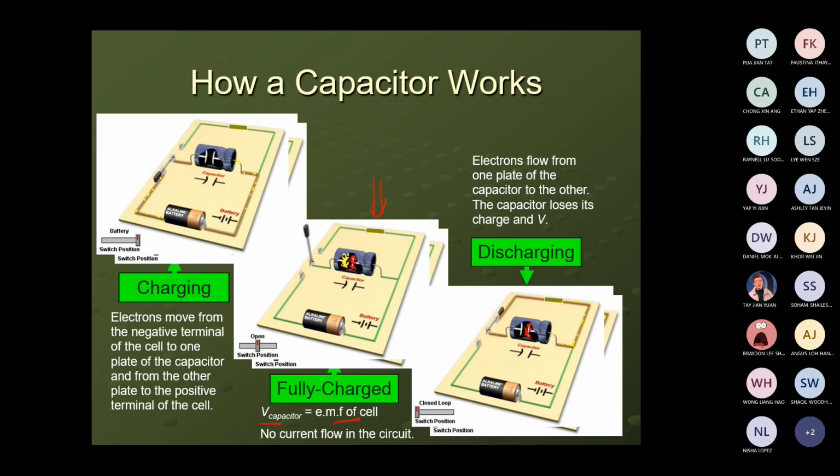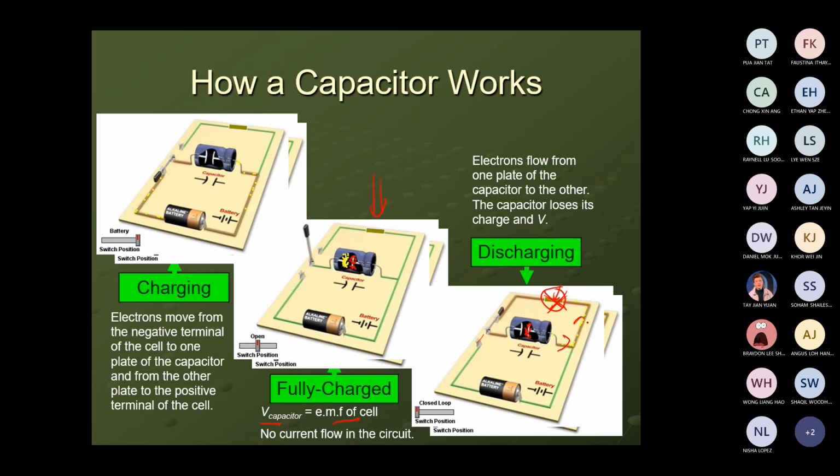Once the capacitor is fully charged, we can move the switch from the bottom and connect it to the other side. Let's say here you have a light bulb. Now the capacitor can release the charge to the light bulb to light it up.